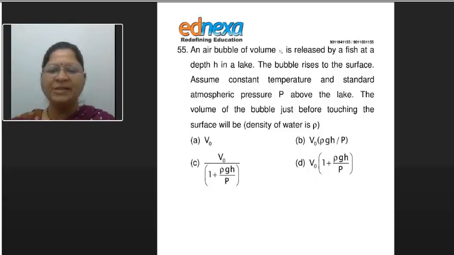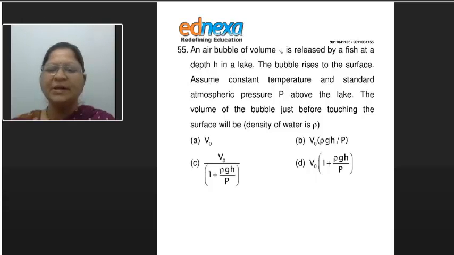options are V0 rho gh upon P, V0 upon 1 plus rho gh upon P, or is it V0 into 1 plus rho gh upon P. A very nice problem based on Boyle's law. So you are given the volume of the air bubble V0 when the fish is at a depth h in the lake. The bubble is rising to the surface.